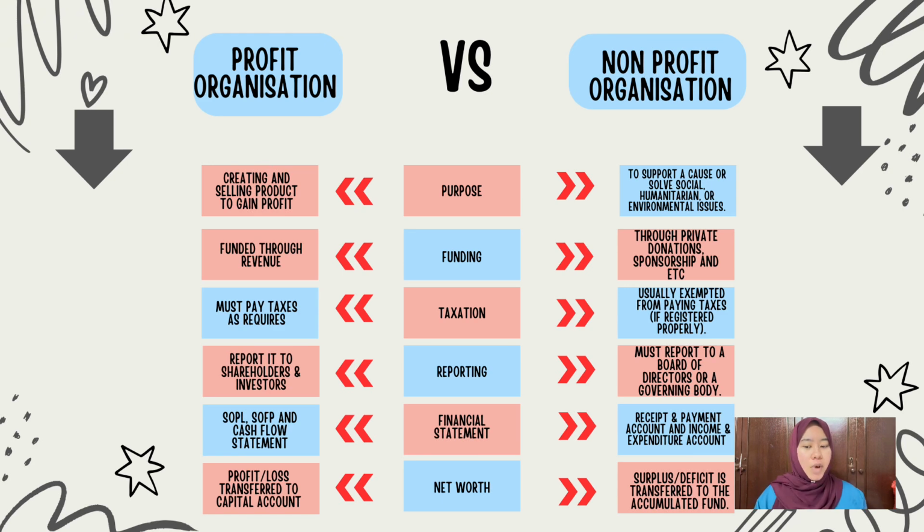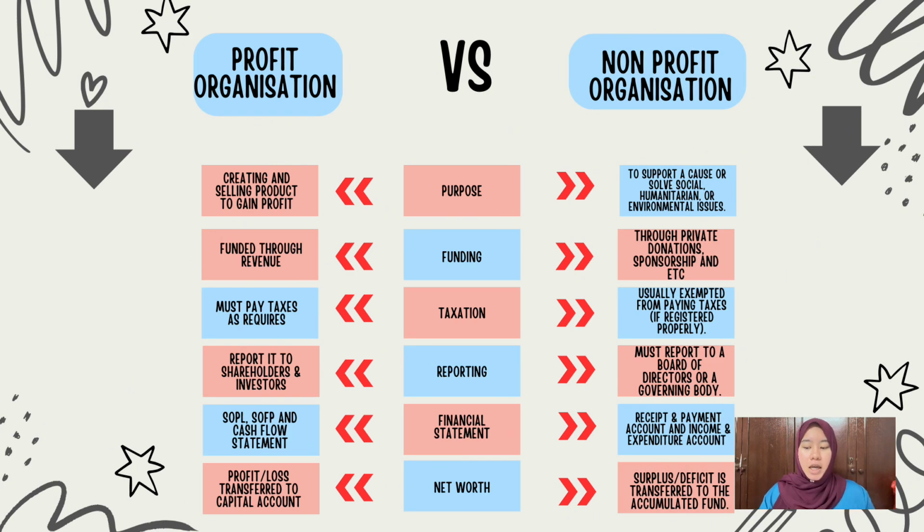For funding, where does the profit organization get the funding? They get it through revenue, while the non-profit organization gets funding through private donations, sponsorship, or from the government. Next, taxation. If it is a profit organization, you must pay tax as required by the law in Malaysia, while a non-profit organization is usually exempted from paying taxes if it is registered properly.